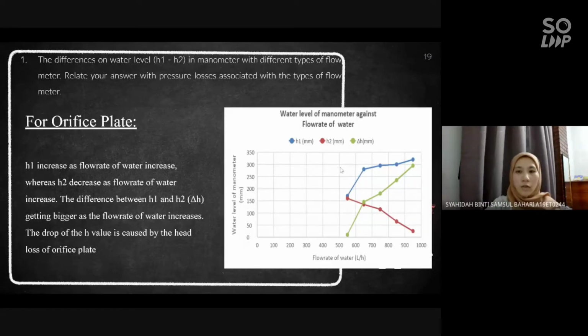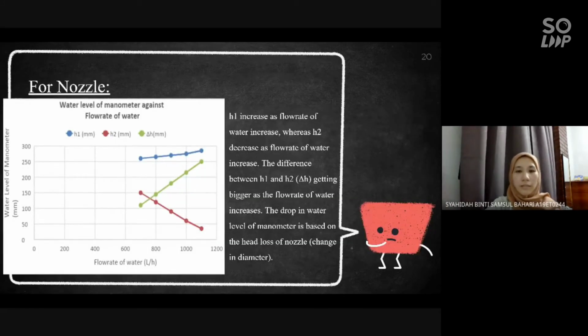From the graph, we can see that when the flow rate of water is increased, the water level of the manometer, H1, is increased. For H2, when the flow rate of water is increased, the water level will decrease. And for delta H, as the flow rate of water is increased, delta H gets bigger. The drop in H is caused by the head loss of the orifice plate. For the nozzle, from the graph, when the flow rate of water increases, H1 will increase. For H2, when the flow rate increases, H2 will decrease, and delta H will increase when the flow rate of water increases.